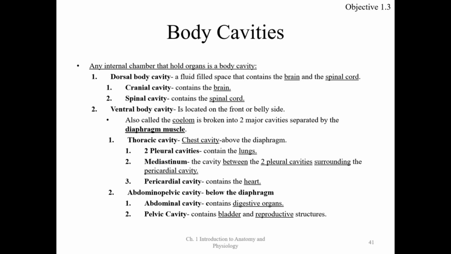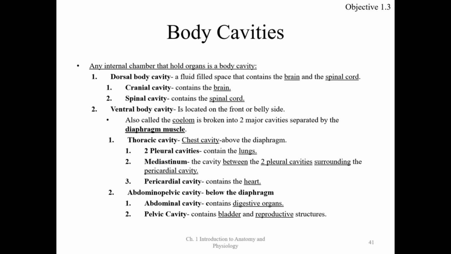I always kind of like to say, hey, if we took the human body and we removed all the organs, you kind of look like a canoe a little bit. We're hollow inside. We have body cavities. These body cavities, there are two of them. There's a dorsal body cavity and a ventral body cavity. Now, the dorsal body cavity is a fluid-filled space that holds the brain and spinal cord. The brain is specifically in the cranial cavity, which is in the skull, and the spinal cavity, which contains the spinal cord.